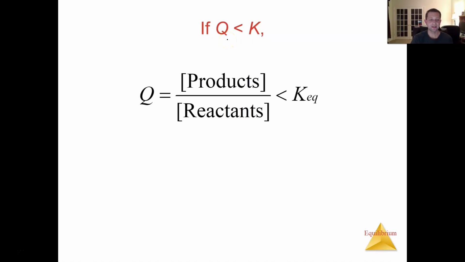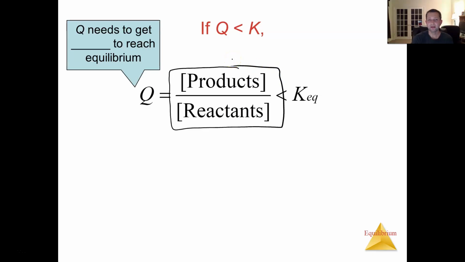If I have the opposite, then the opposite is true. So if Q is less than K, then again, the Q expression is products over reactants. It's less than KEQ, so this ratio right here is too small. I'm not at equilibrium here. What does Q need to do then? Well, Q needs to get larger because I just said it's less than K. How do I make it larger then?